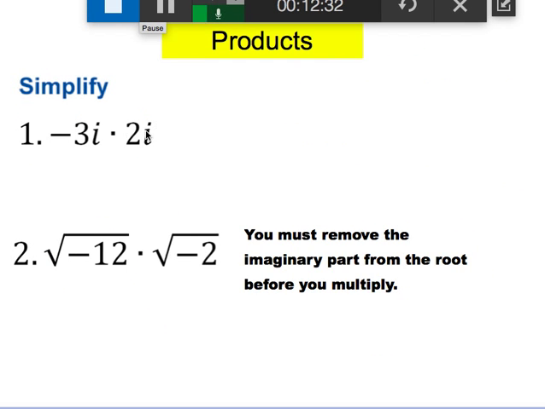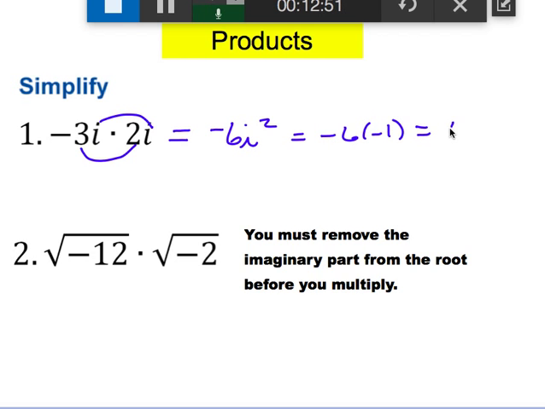Okay, I added these two examples just because they do sometimes come up. When you multiply negative 3i times 2i, you just, like we did before, multiply the number parts, multiply the i's, and remember that i squared is really just a negative 1. So your answer for this is just 6.